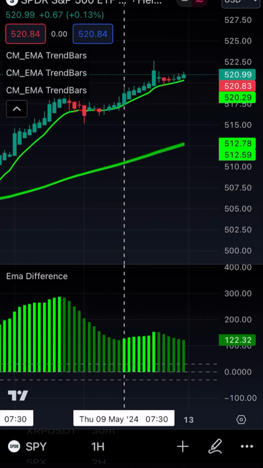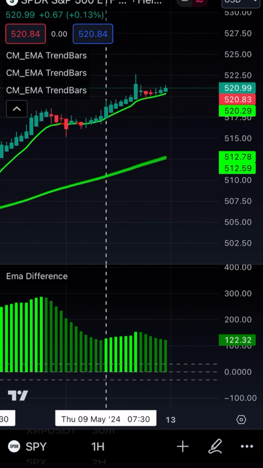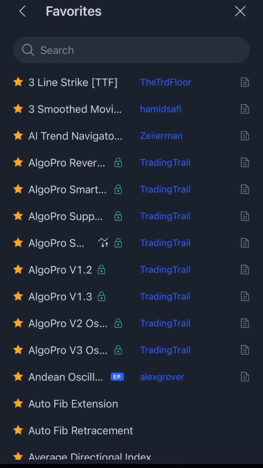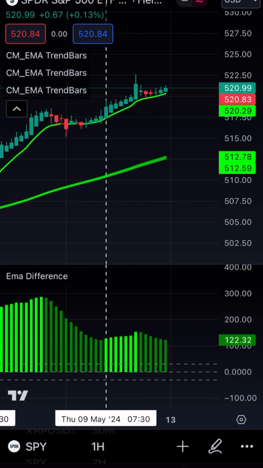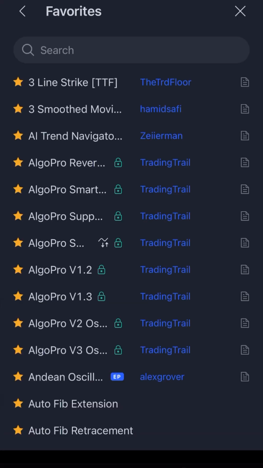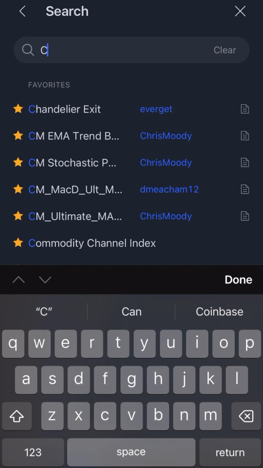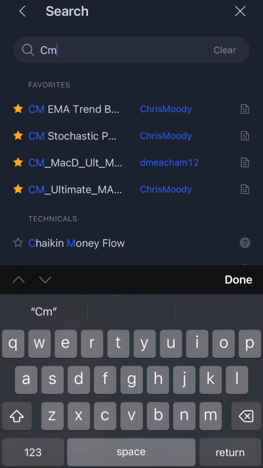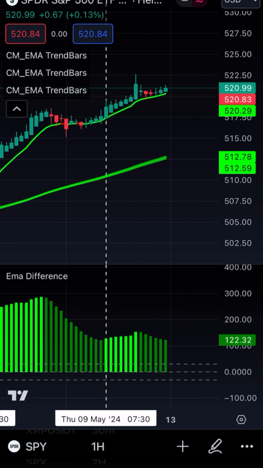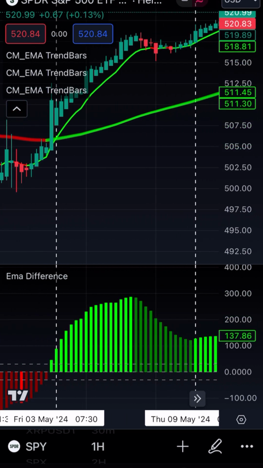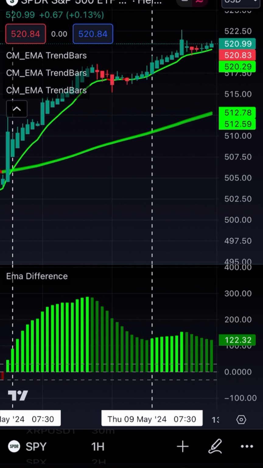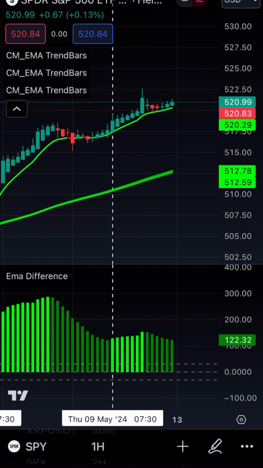Okay, so for the first part here, you're going to need to set up your moving averages. There's going to be 3 moving averages at the top. I don't usually use just the plain old moving averages. You can go up here to 3 smooth moving averages, and you can have all 3 of these in one. But I choose the CM EMA trend bars, and I click it 3 times. Why I do that is because it is color coded. When it's bearish, it's red. When it's bullish, it's green, and I have it set up for that.